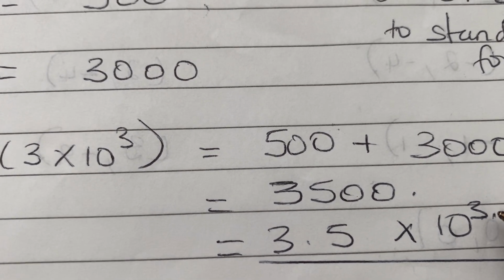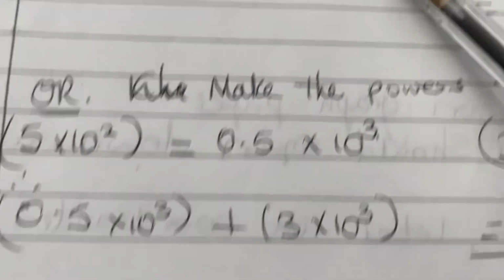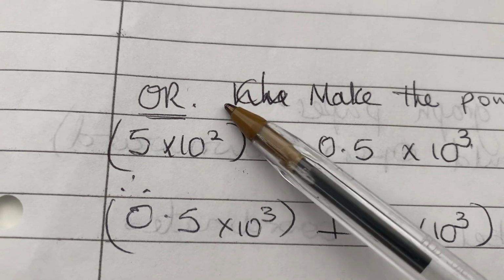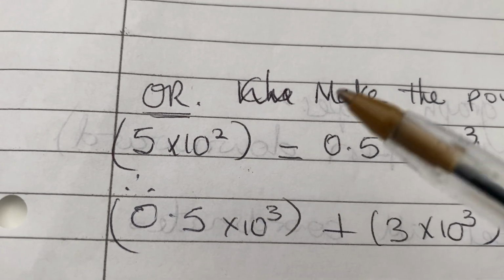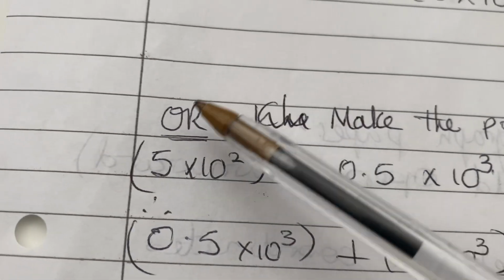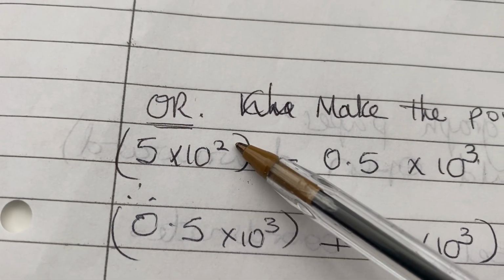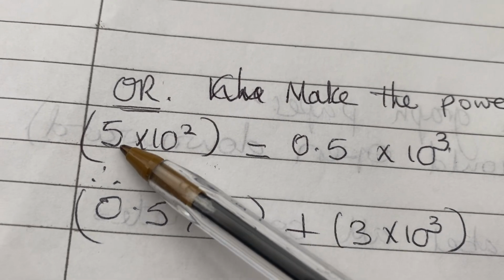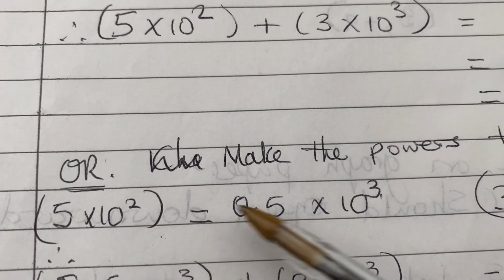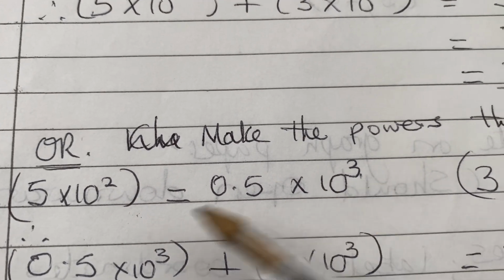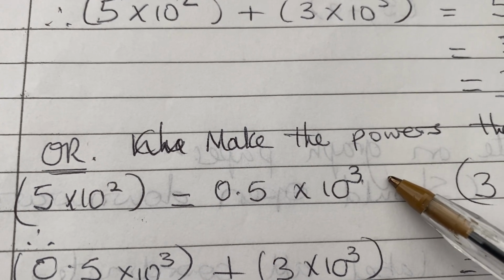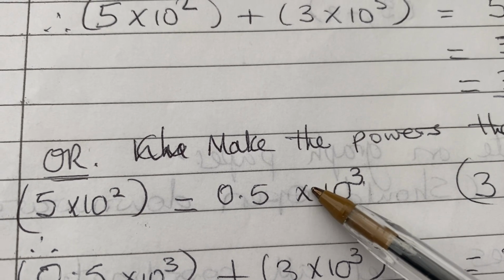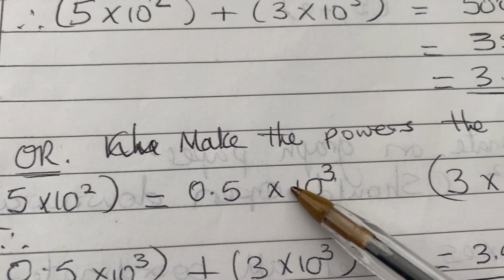Okay, so you can do that, or you can convert one of the powers of 10 into the same. So if I convert 5 times 10 to the power 2 so that I can have 10 to the power 3 here, then I have 0.5 times 10 to the power 3. So this is the same as that. This one is in standard form. This one is not. Please follow my notes here.